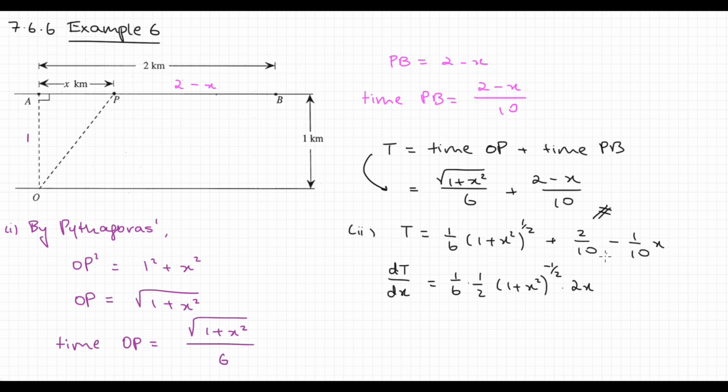Now, if I differentiate 2 on 10, I'm going to get nothing. If I differentiate minus 1 on 10x, I'm going to be left with minus 1 on 10. So if I simplify things a little bit, the half and the 2 cancel away. What I have left here is x on 6 root (1 plus x squared) minus 1/10. Okay, so that's going to be the derivative. So I'm just going to start a new slide here.